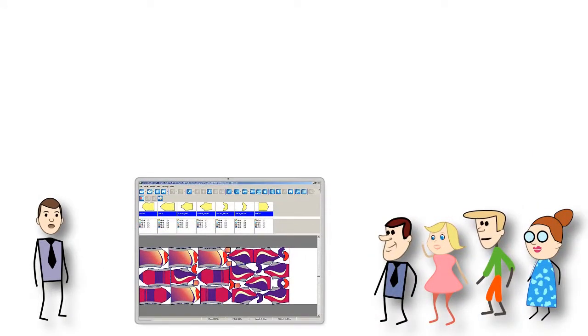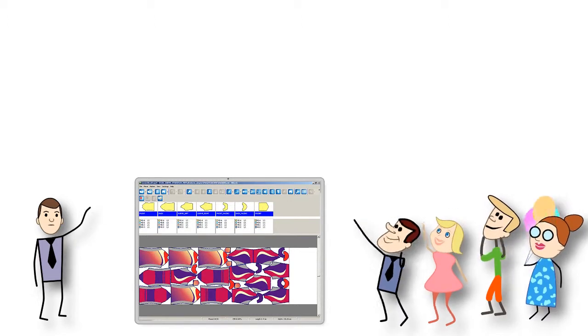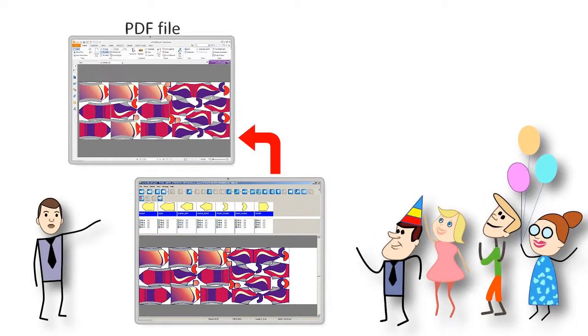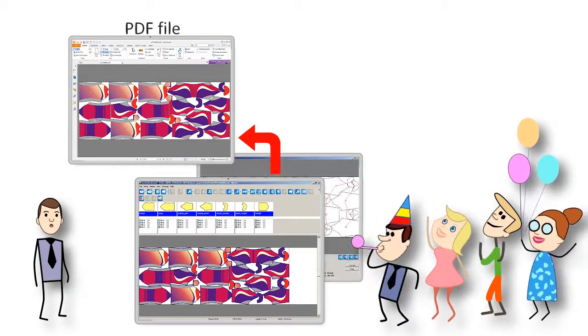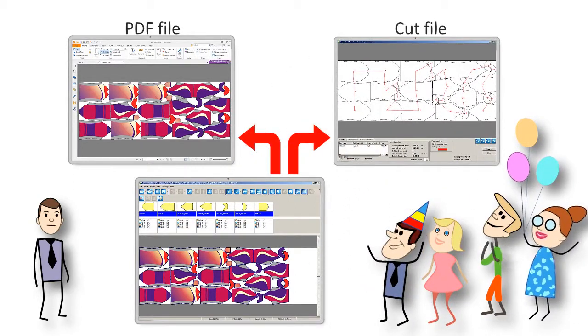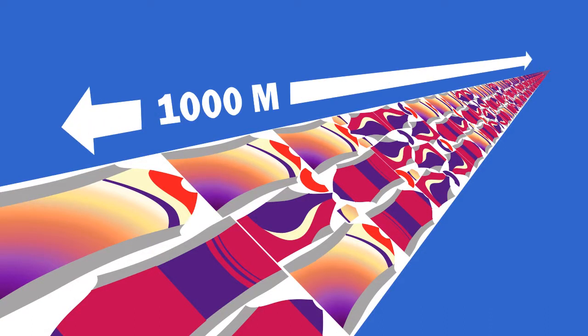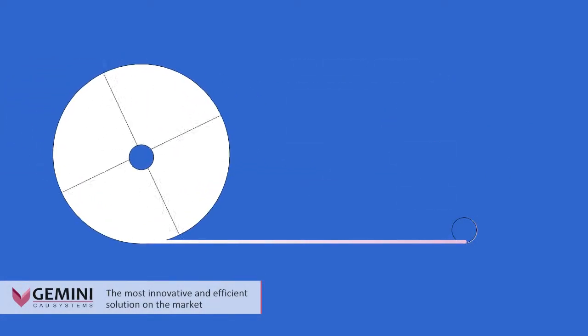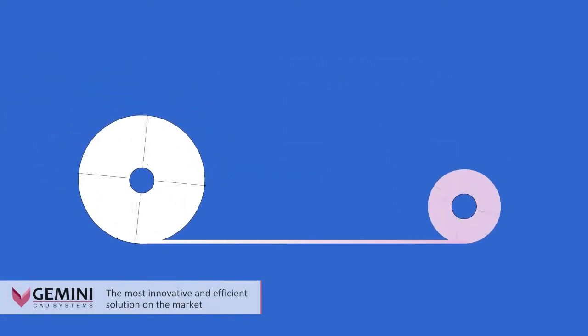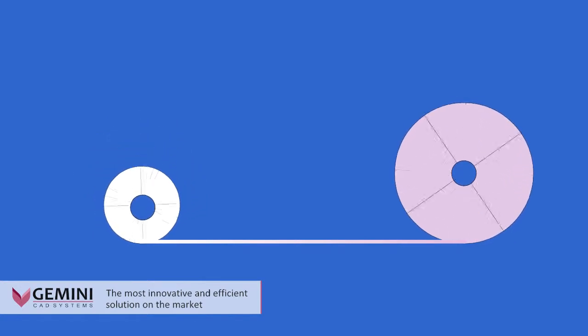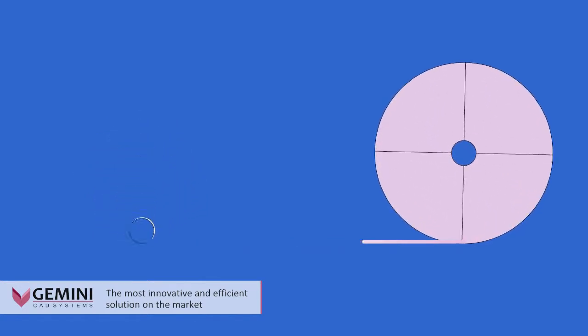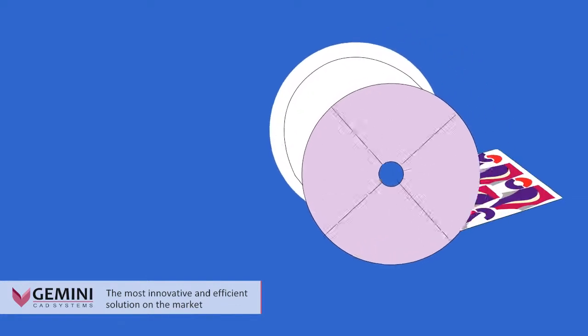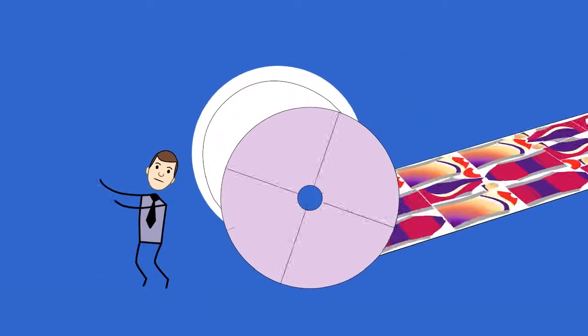After nesting, the magic happens. Gemini Nest Expert will export two files, one PDF file for the digital printer and one cut file for the automatic single-ply cutter. Gemini Nest Expert can make nests up to 1,000 meters long, meaning that it can print a complete roll of fabric in one job. Therefore, the sublimation or direct printing process can be roll to roll without any human intervention. The result of this process is a roll of printed fabric ready to be cut.